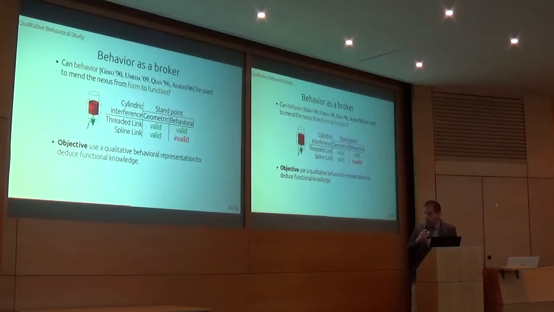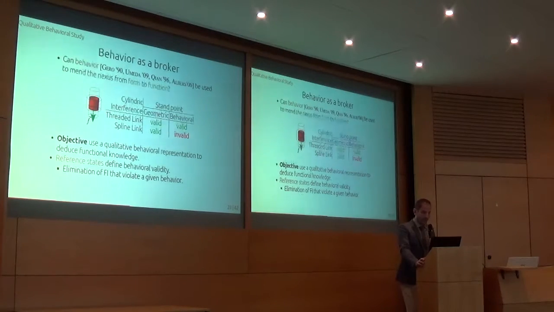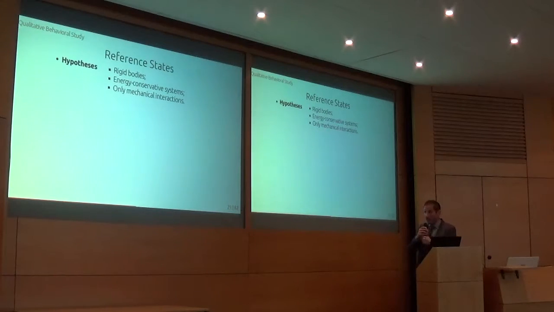Now this sets our short-term objective of this part, which is to use such behavioral judgment to narrow down the number of functional interpretations per conventional interface. To this end, we introduce the concept of reference states, each defining what a valid behavior is. The goal then shifts to eliminating functional interpretations that violate one or more reference states. Before going into details of each of our defined reference states, we define a set of global hypotheses.